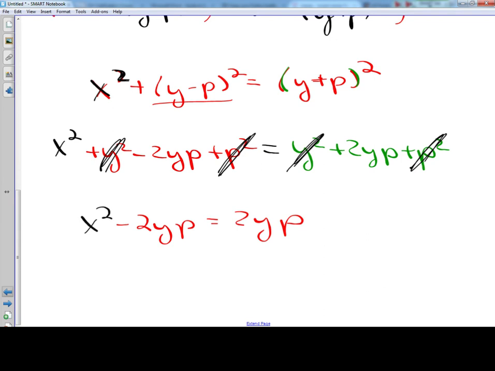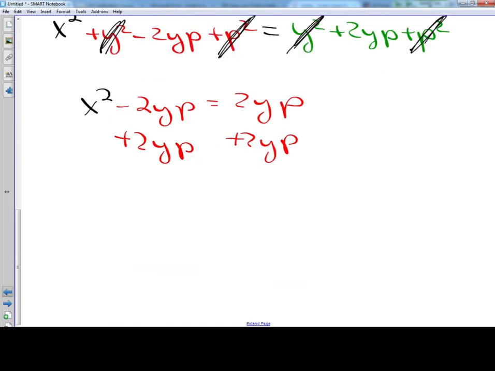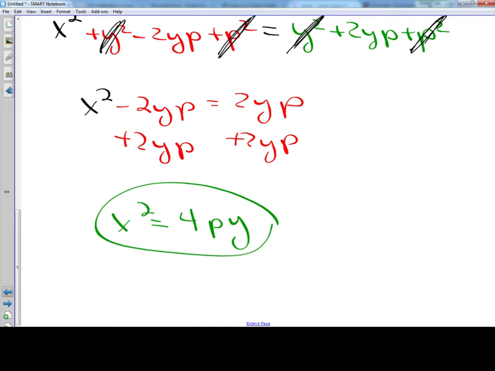Well, that's nice. If I move this 2yp to the other side, as in plus 2yp, I would get x squared equals 4yp, or 4py. And there, my friends, is the equation of that parabola. You didn't see that coming?